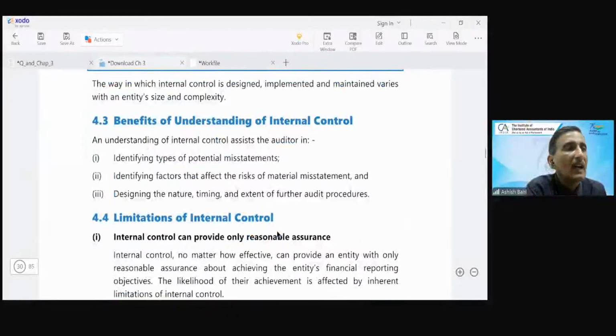And how does understanding internal control benefit an auditor? It helps him in identifying types of potential misstatements, determining nature, timing, and extent of further procedures. Because once he understands the internal control system, then on the basis of understanding so obtained, he would design the nature, timing, and extent of further audit procedures. If he doesn't know about the working, if he doesn't know about the controls, then how can he design which type of procedures are to be performed, and identify factors that affect the risk of material misstatement. So obviously, understanding internal control system goes a long way to understand the factors which affect the risk of material misstatement, which may point that there is a chance that financial statements may be misstated.